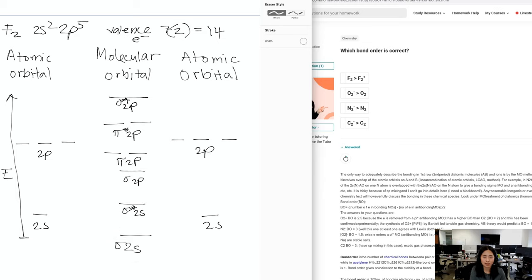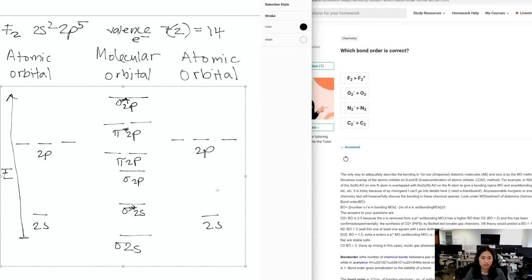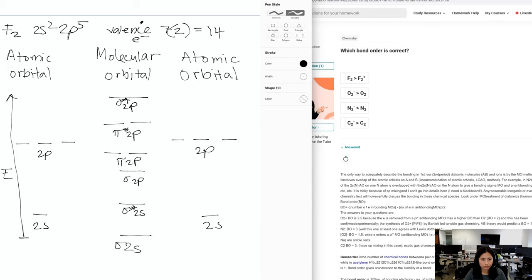And because we're going to use the same diagram all over again until we get to carbon, we're just going to quickly copy this. Okay, there we go. So I'm looking at F2 right here. So for F2, I will be using a red pen, just so everyone can follow, in terms of indicating your electrons in your orbital. So for F2, we know that it's 14 valence electrons, right? And we know that it's 2s2, 2p5.